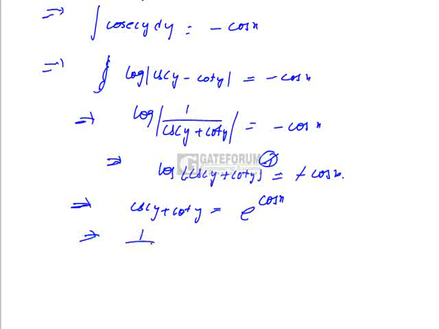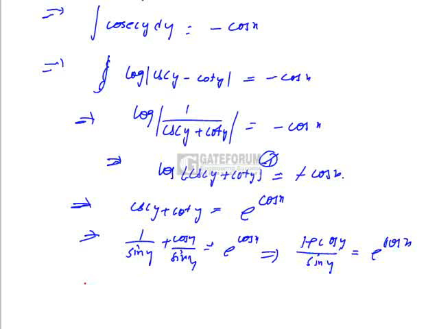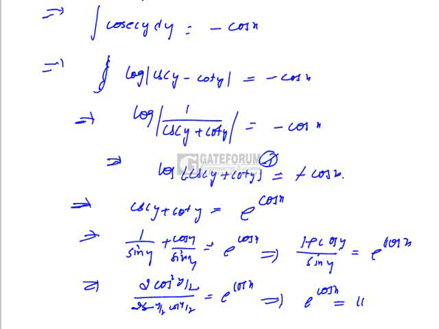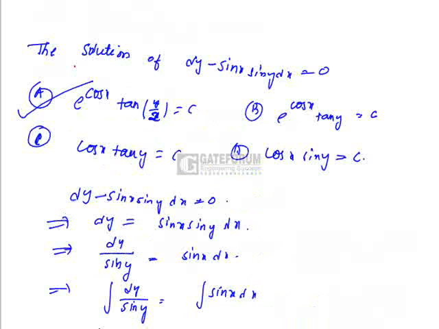Now cosecant y is nothing but 1 by sin y, plus cos y by sin y, that is equal to e power cos x. This can be further simplified as (1 plus cos y) by sin y equal to e power cos x. Now if I simplify, 1 plus cos y is 2 cos square y by 2, and sin y is 2 sin y by 2 cos y by 2, equal to e power cos x. That implies e power cos x is equal to cot y by 2. Further I can write this as tan y by 2 into e power cos x is equal to some constant c, which is option A.